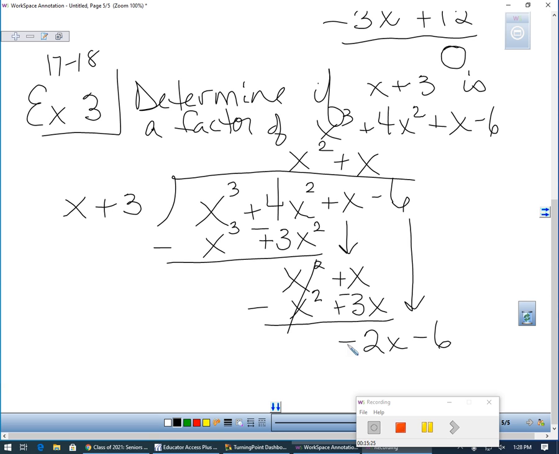What times x gives me negative 2x? Negative 2 times x is negative 2x. Negative 2 times 3 is negative 6. Draw my lines, change my signs. I have a remainder of 0. So yes, it's a factor.